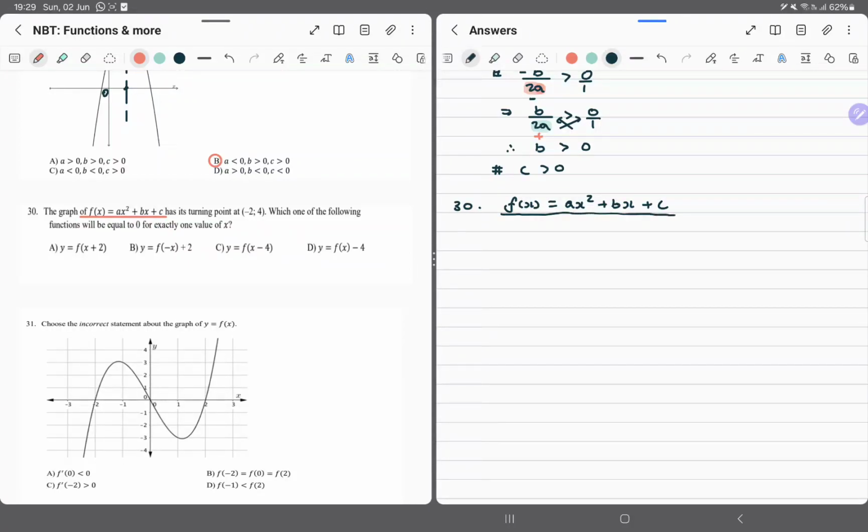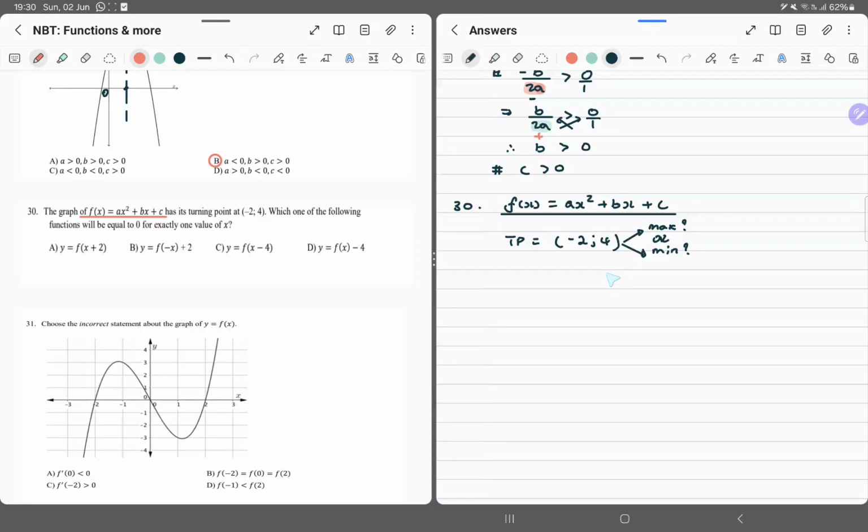I'm not going to say any more. We've been saying a lot. Now here's a turning point at (-2, 4). So now, is this a maximum turning point or is it a minimum? Is it a maximum or minimum? Well, we don't care. All we know is that this is a parabola.